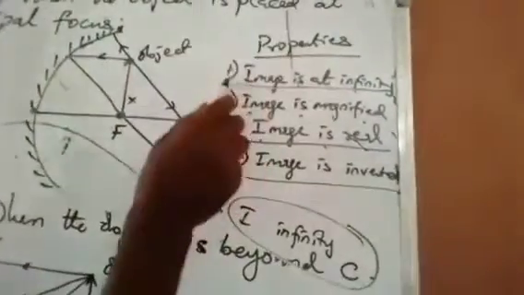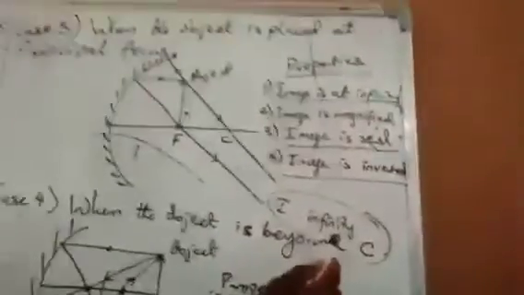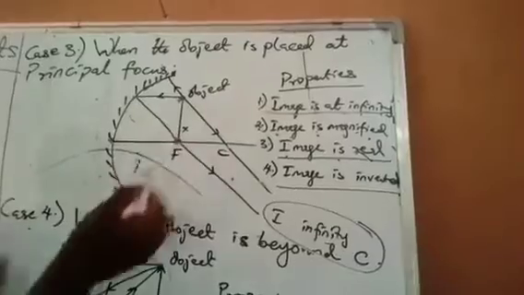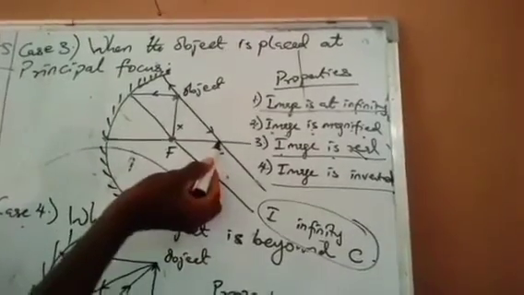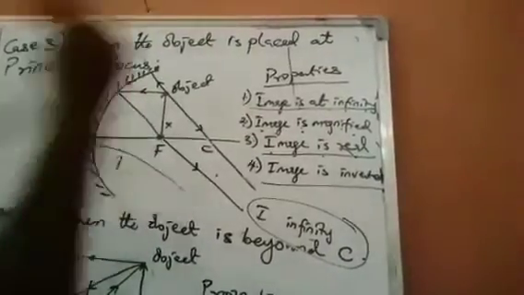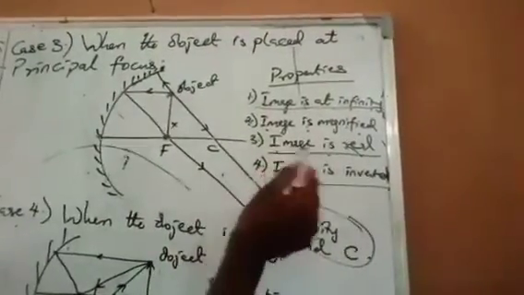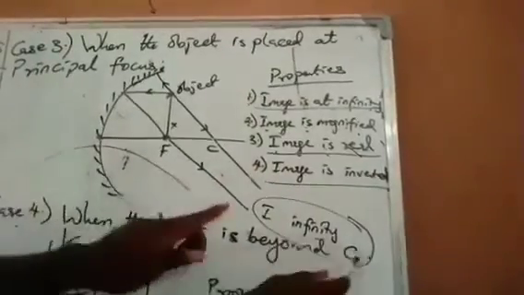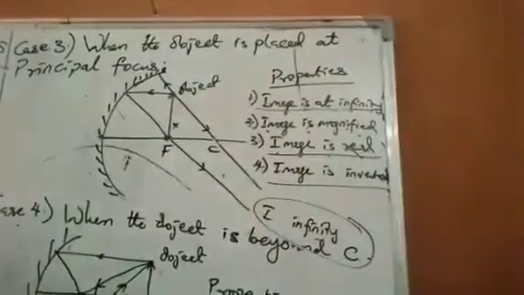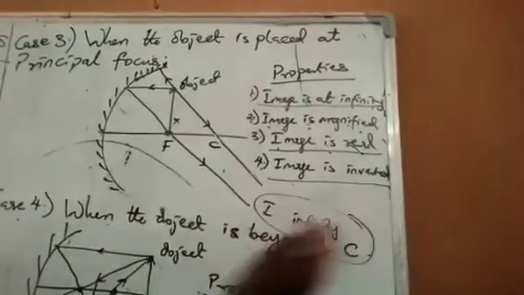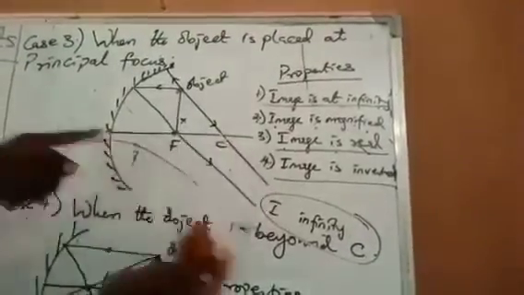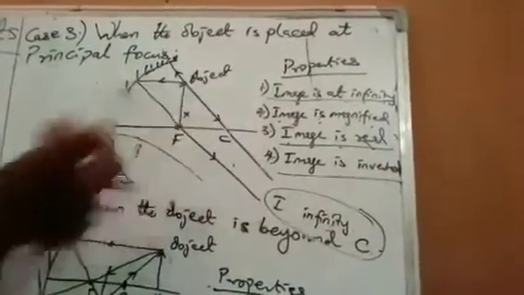So properties, number one says image is at infinity. We have seen that. Second property says image is magnified. Of course, image magnification will continue because the image has left the center of curvature and is coming closer to the reflecting surface, so it will continue to magnify. Then third one says image is real. It is real because it was formed at infinity by the parallel rays of light that continued moving downwards. Then the fourth one says image is inverted. This is because it is still below the principal axis. The image is still formed below the principal axis.